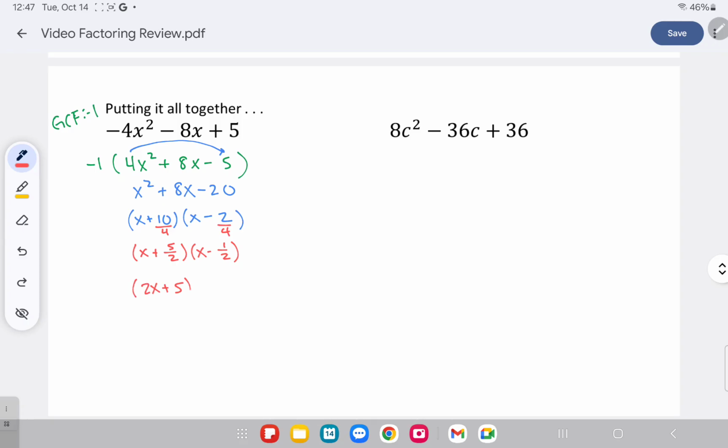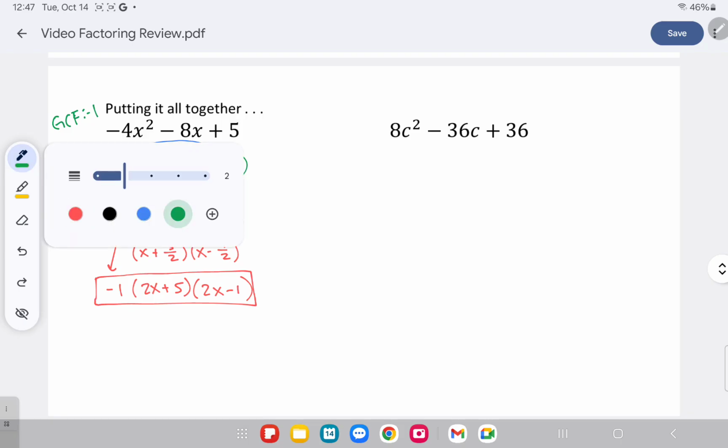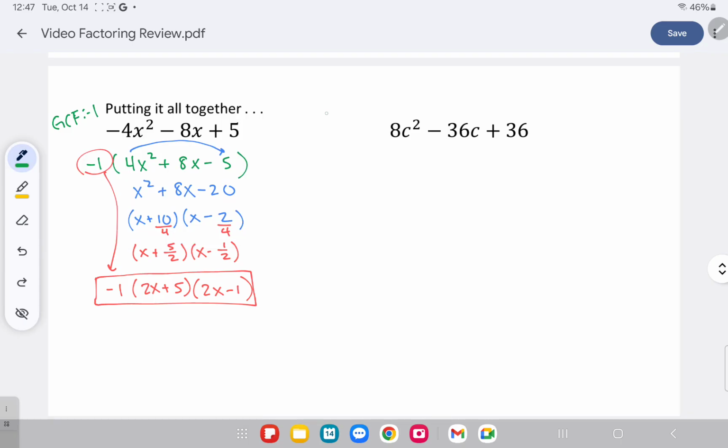So we get 2x plus 5 times 2x minus 1. And don't forget we took out a -1 in the beginning, so that needs to be part of our final answer. The GCF needs to be a part of your final answer. Another example, there is a GCF here, but it's not 8. It's 4. So because there's a GCF, we do still take that GCF out of each one of those terms.